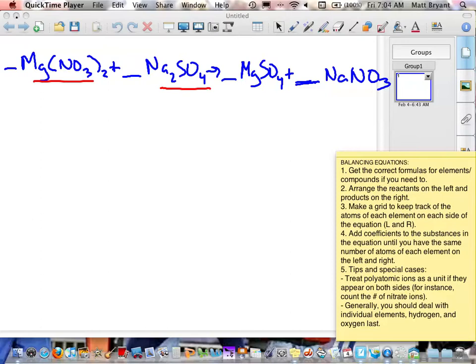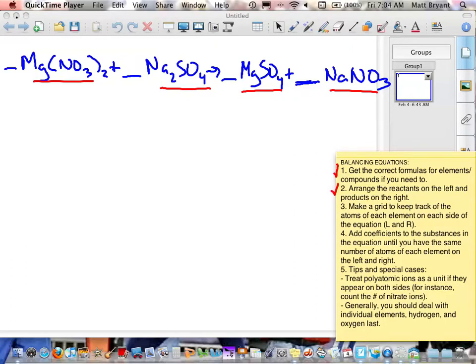And what we get on the other side, this is something we call a double replacement reaction, we'll get into that later, is magnesium sulfate and sodium nitrate. So basically all the ions just switch places and we have two new products. So we've already gotten the correct formula, so step one is a check. We've already arranged the reactants on the left and the products on the right, so that step's done.